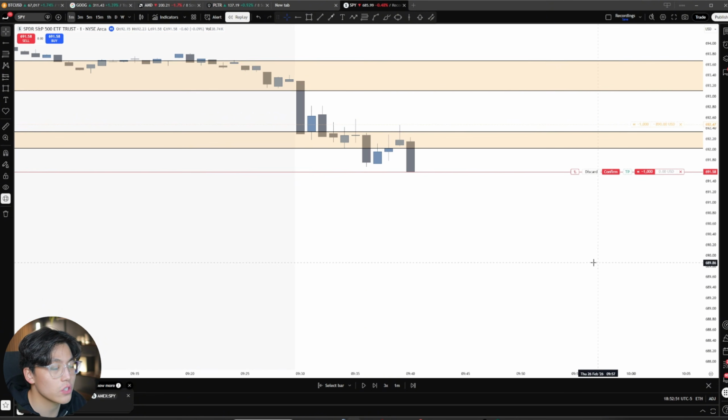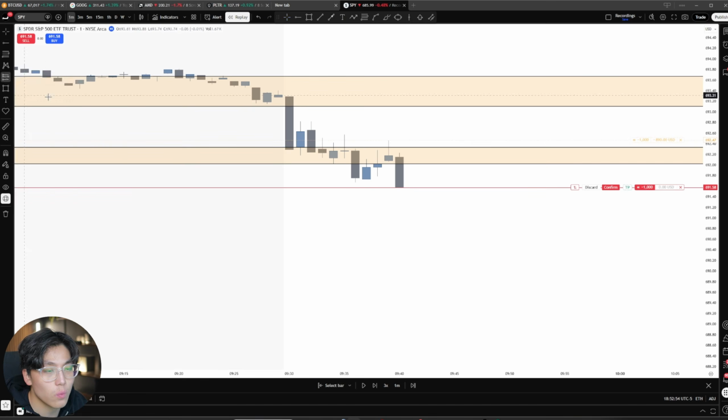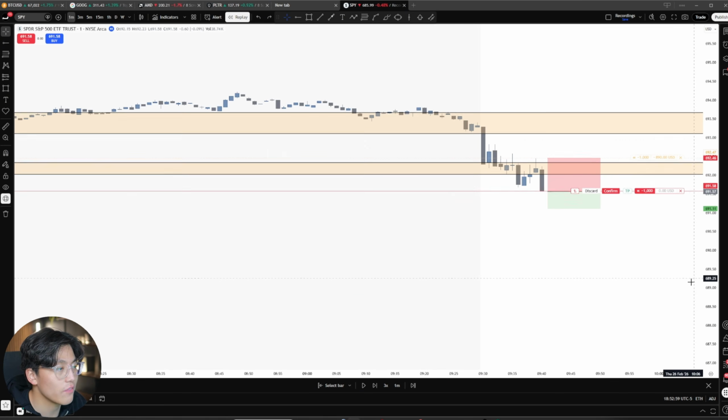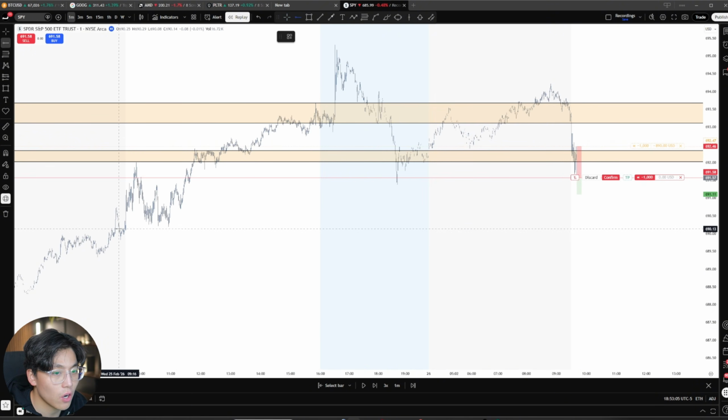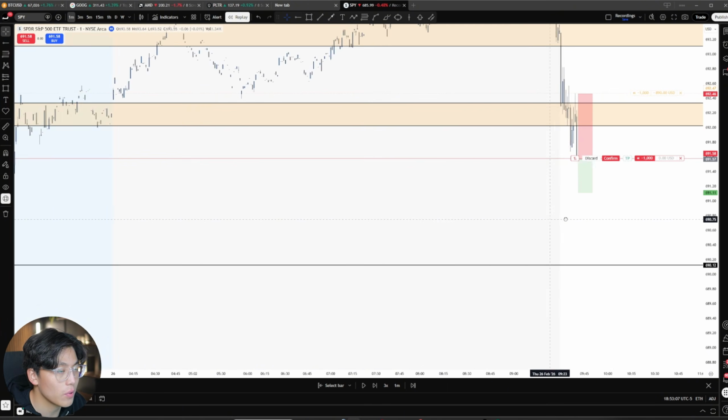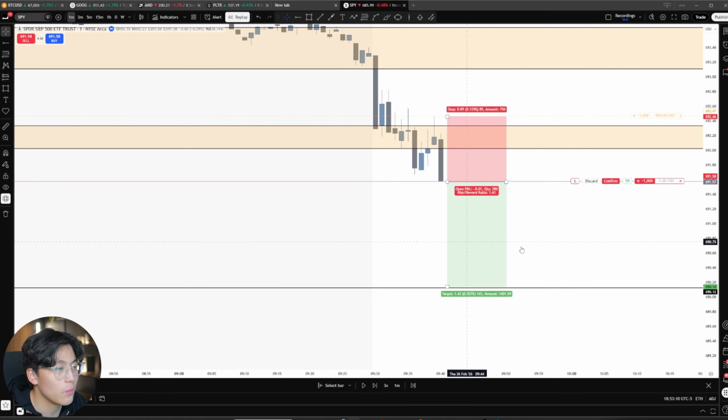And now what we can look to target is a fixed risk to reward ratio, or we can go into the higher time frames and look for, in this case, our higher time frame key targets, which happens to be our previous day low. So we can look for a previous day low, drag this down, and now we can play out the tape.